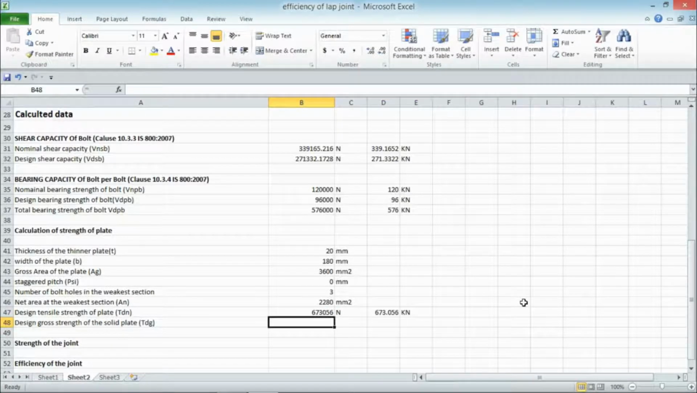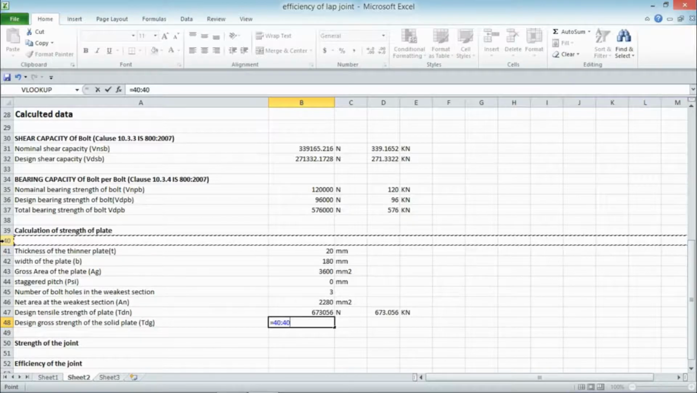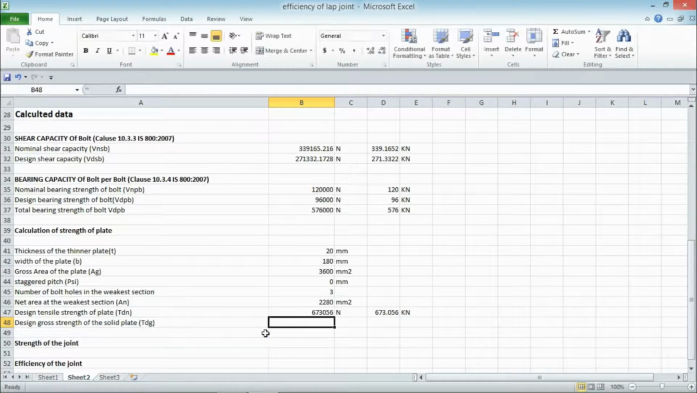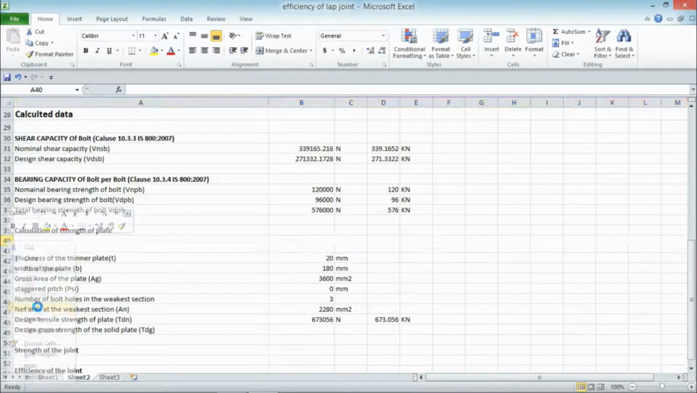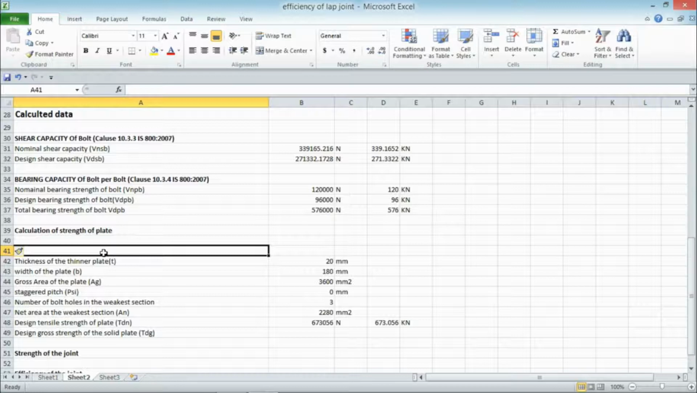After calculating the net design strength of the plate, we will calculate the gross design strength of the plate, that is Tdg, equal to Ag into fy by gamma m0. Gamma m0 is the partial safety factor for the plate in case of yield. I am just entering the value of yield strength of the steel. Here I forgot to write it, so I'm writing that value. Yield strength of the steel for the given grade is equal to 250 MPa.